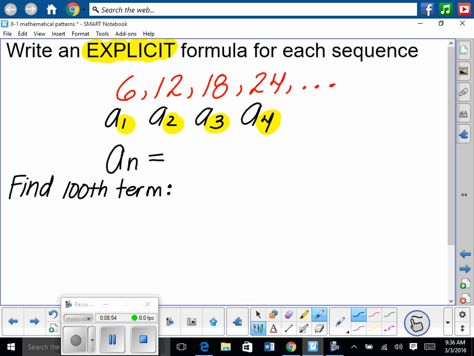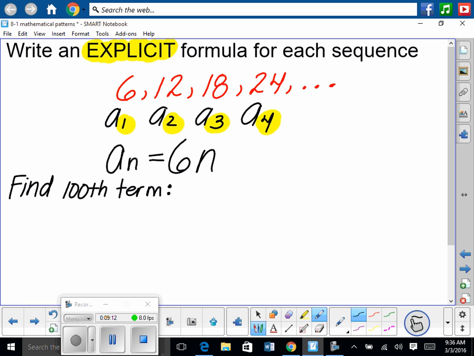You're timesing by 6, but does that work for this one? Yes. 6 times n, 6 times 2 is 12. 6 times 3 is 12. So isn't it, it must be 6 times n, right, everybody? Awesome. So our formula was 6 times n. Our explicit formula was 6 times n to get this specific sequence.